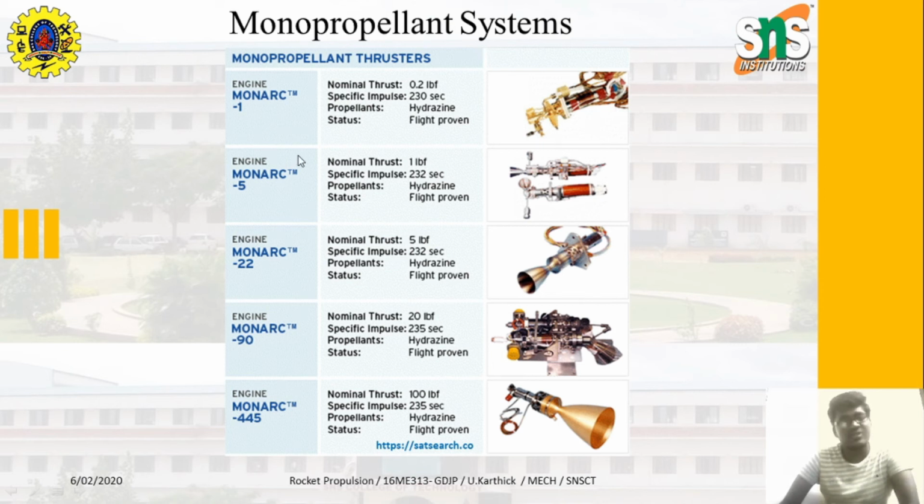These are all the monopropellant systems, which give different specific impulses. Listen, Monarch 1: here the specific impulse is around 230 seconds, and the thrust is 0.2. Here the propellant is hydrogen. We said that hydrogen is one kind of monopropellant. All the Monarch rocket engines use hydrogen as propellant, right? There are different specific impulses, ranging from 230 to 235.